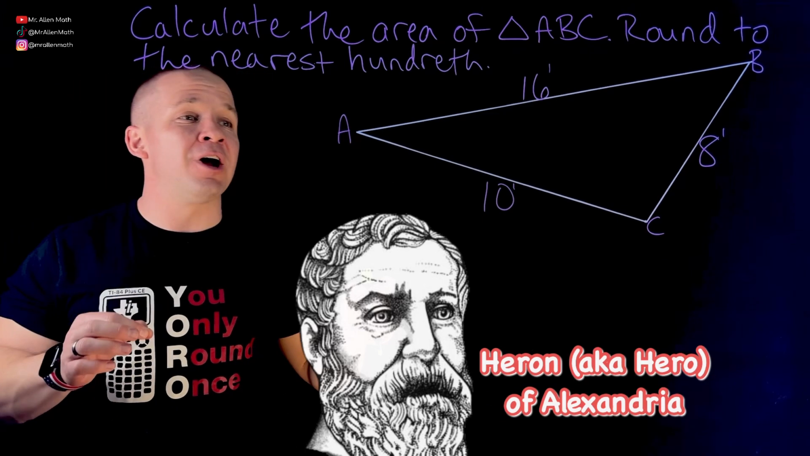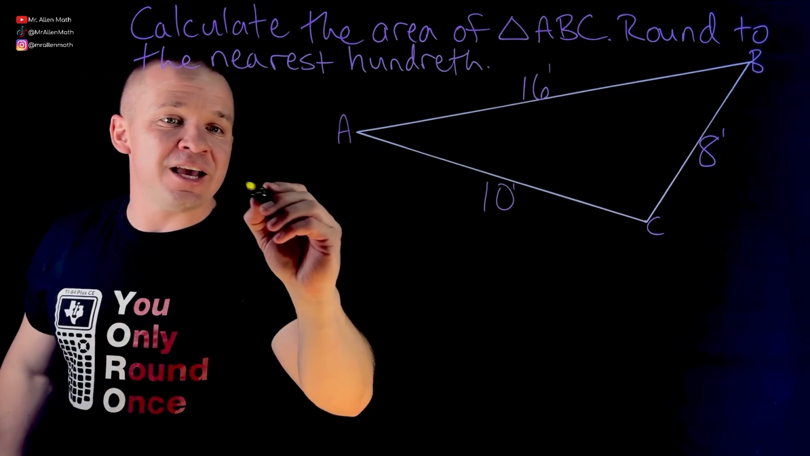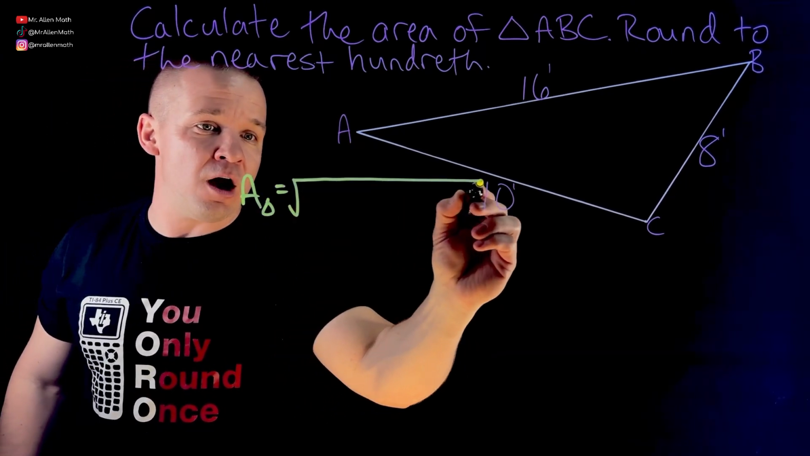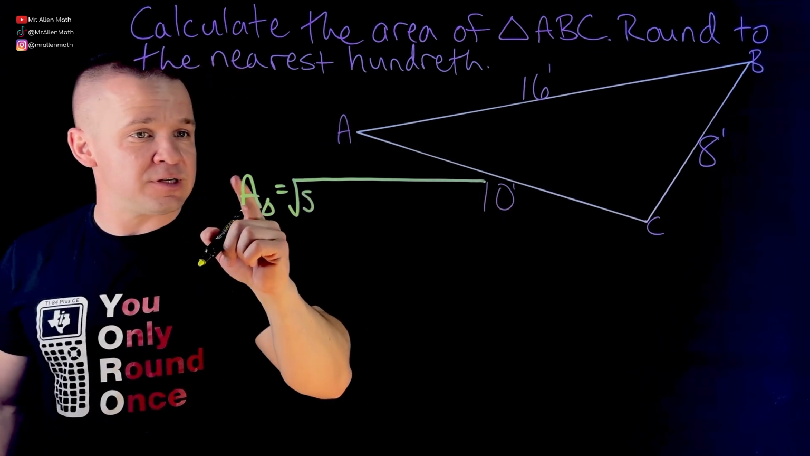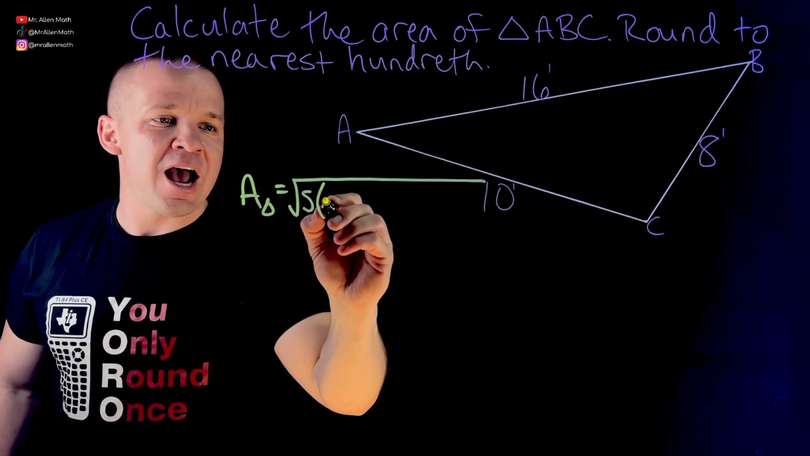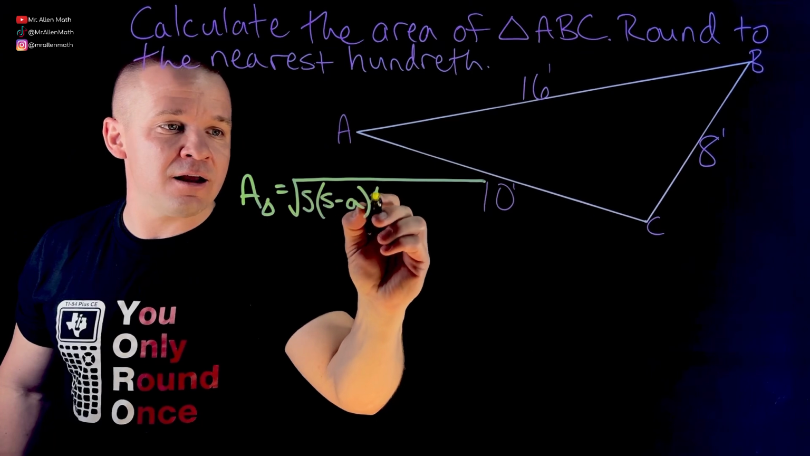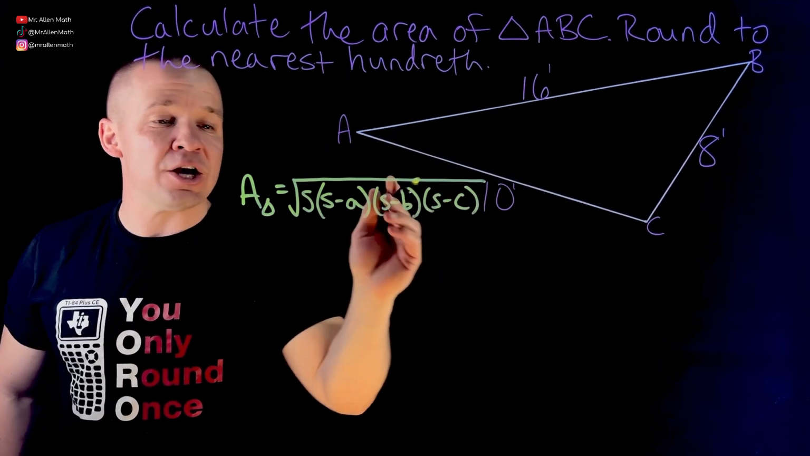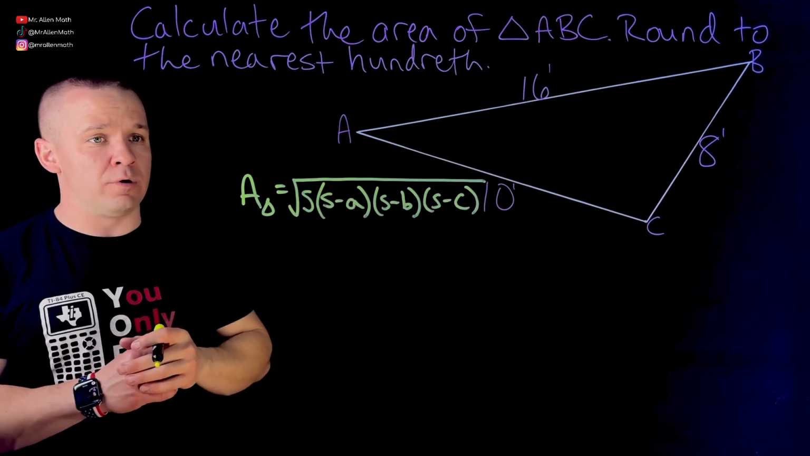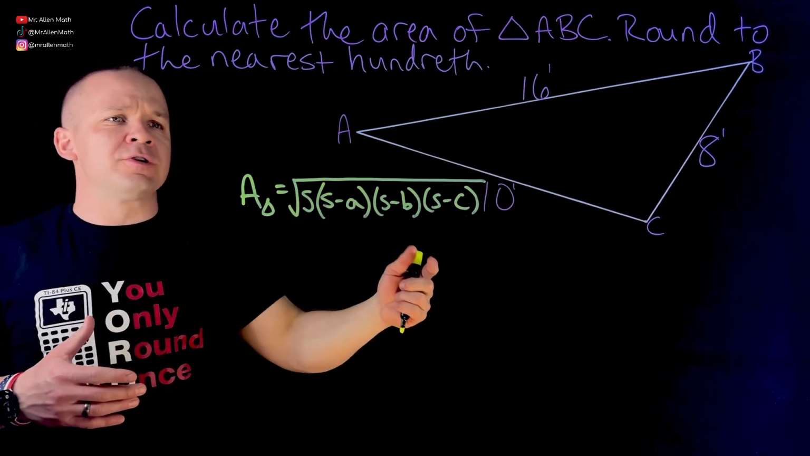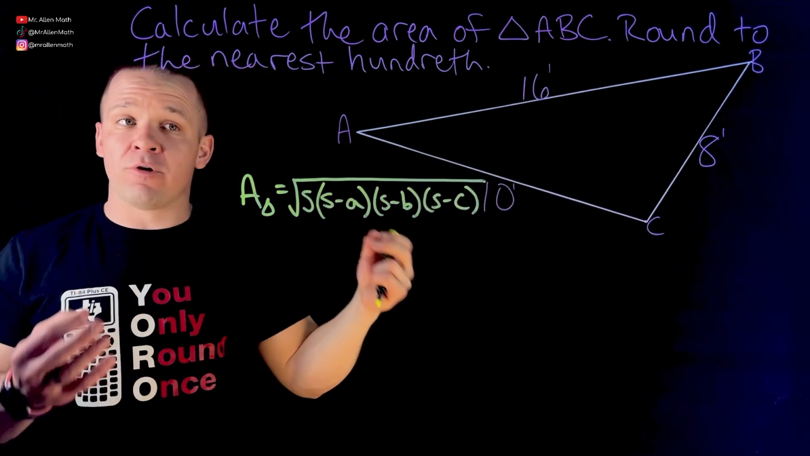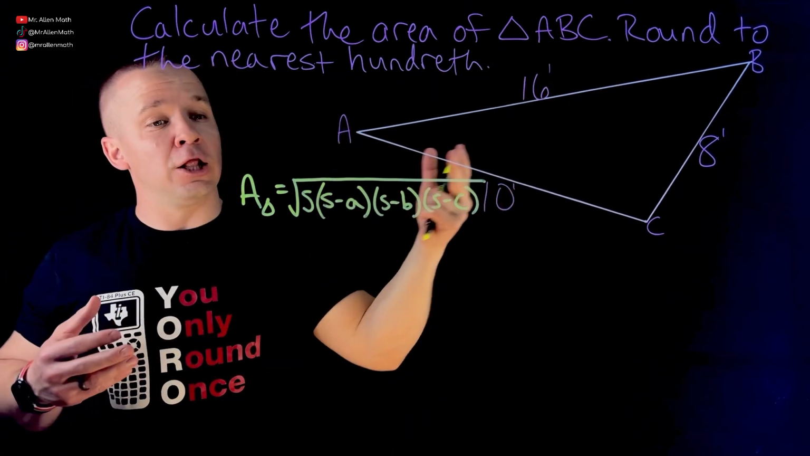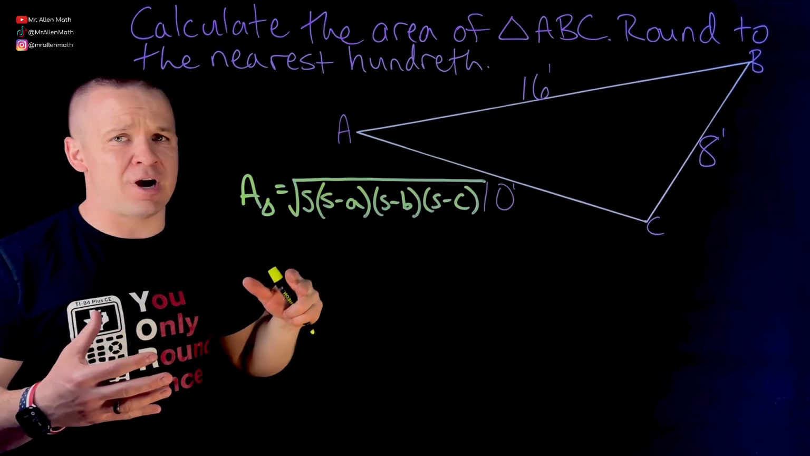It's called Heron's formula. Let me write it down for you. The area of a triangle is the square root of S, the semi-perimeter, times S minus A, S minus B, and S minus C, all multiplied together inside the square root. What are A, B, and C? Those are my sides across from those vertices. The uppercase letters are my angles, whereas the lowercase are my sides. You can see that in any triangle situation.